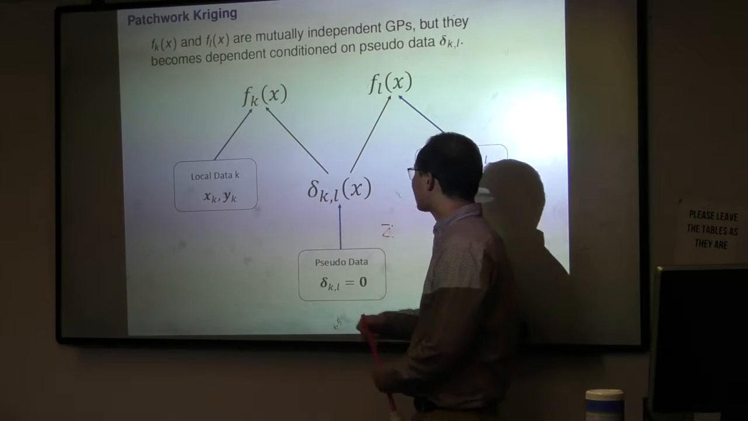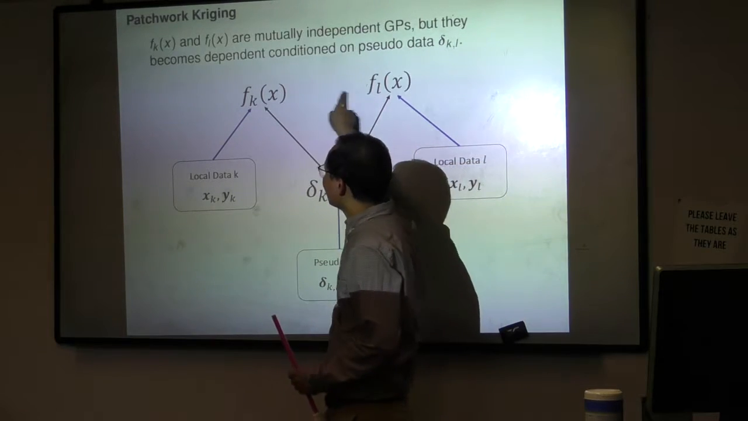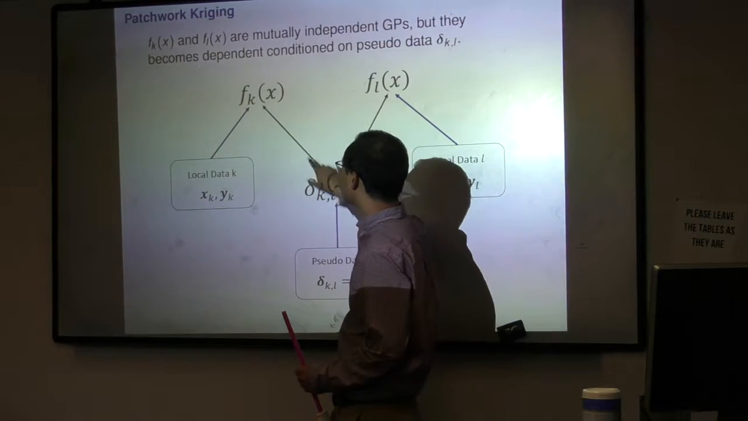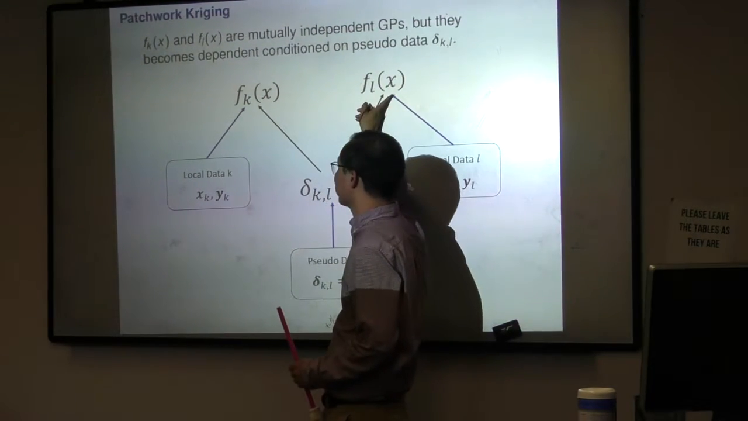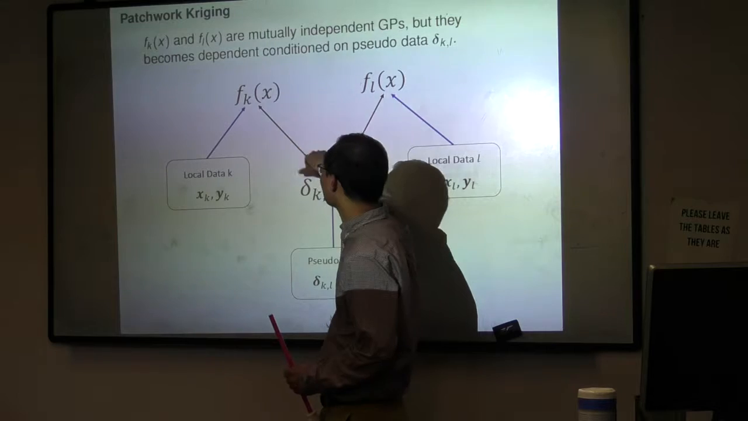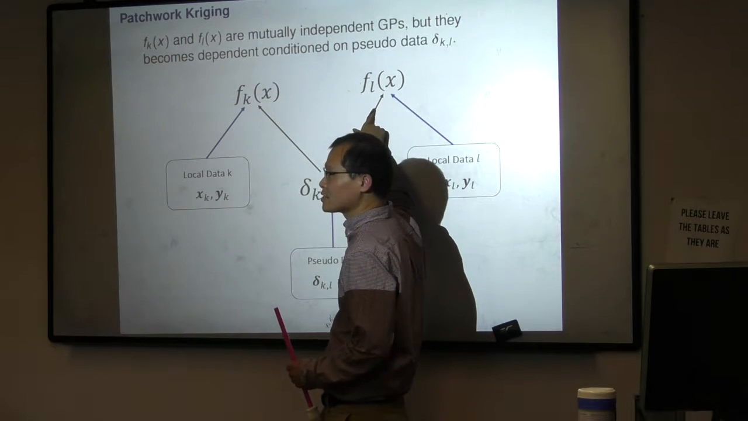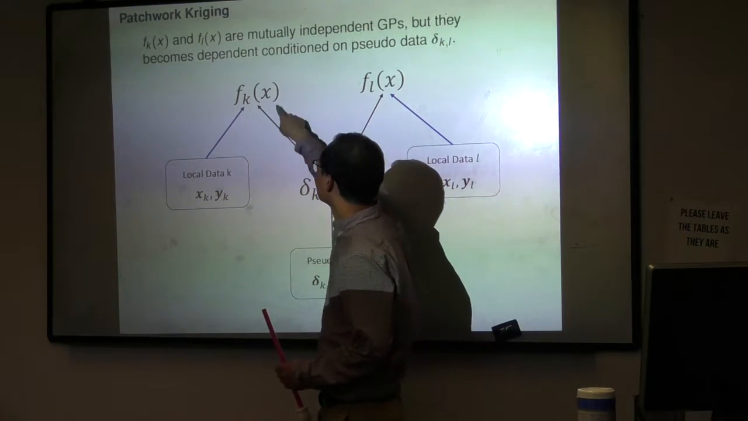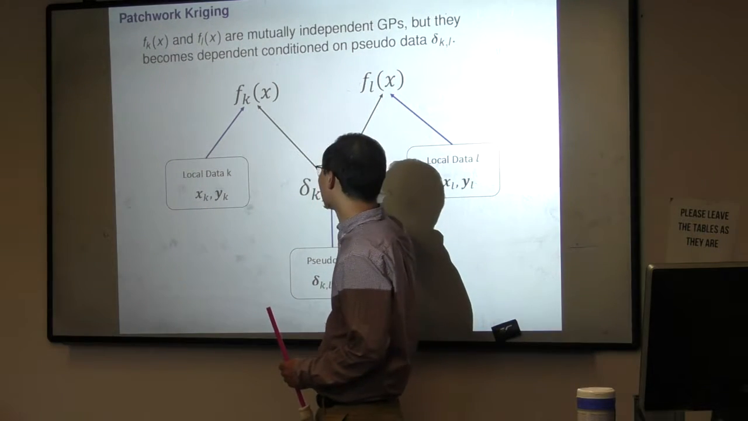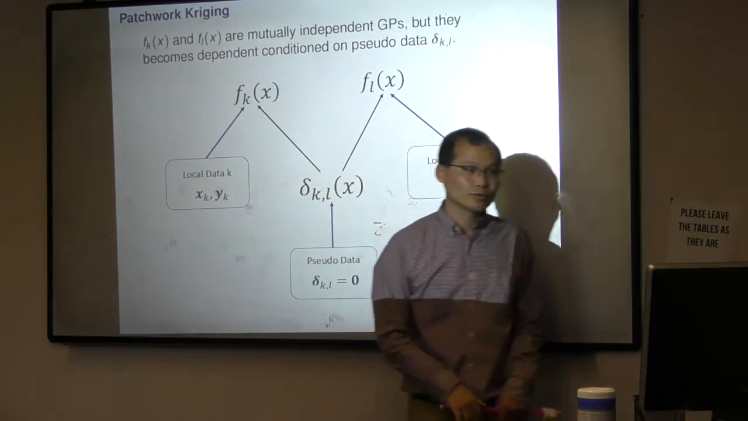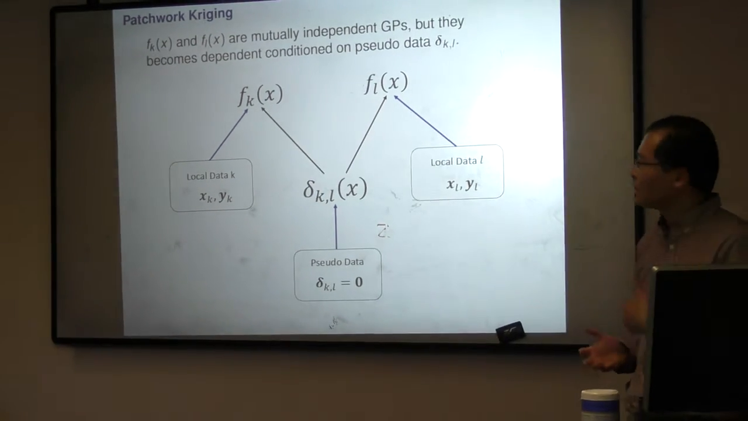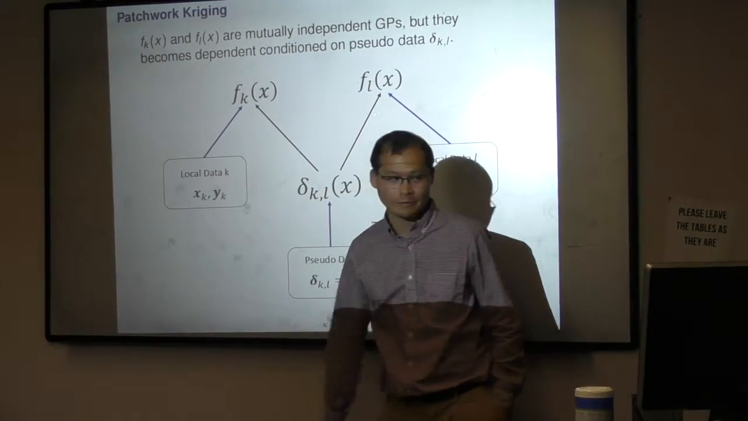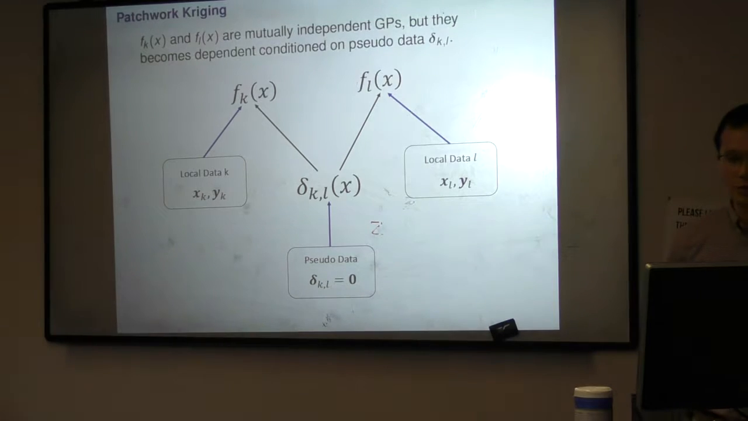Without this pseudo data, these two are unconditionally independent. But if you have pseudo data, they are no longer independent. This is the so-called V structure in the Bayesian network, right? Given the V structure and an observation here, these two are correlated, conditioned on this being observed. So this pseudo data is linking the two independent local models through the pseudo observation. That's how we interpret this patchwork kriging.